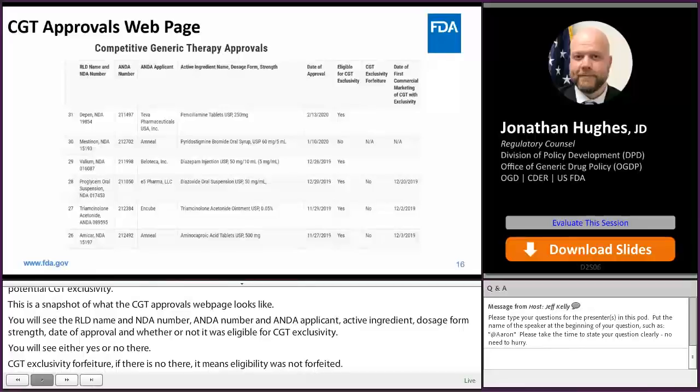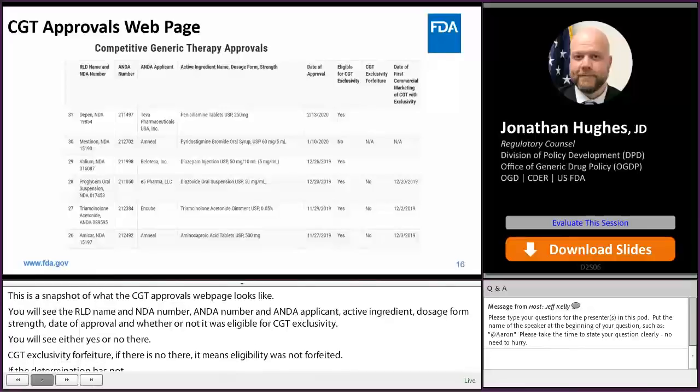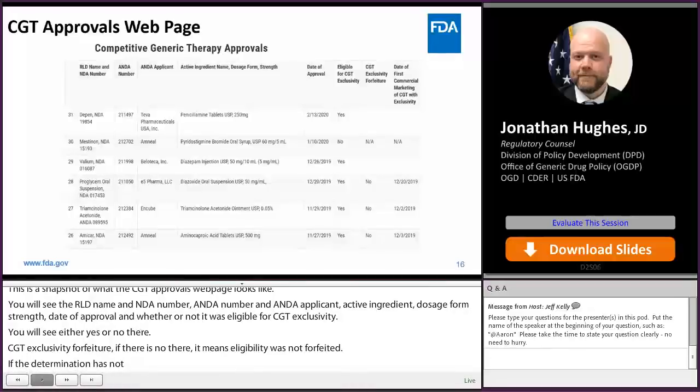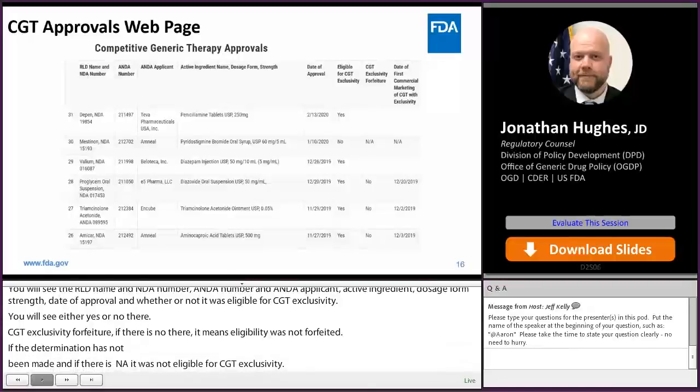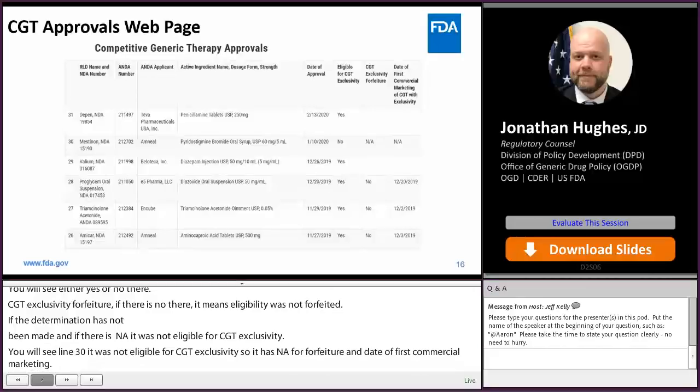You'll see that for line number 30. It was not eligible for CGT exclusivity, so it has an NA for forfeiture and date of first commercial marketing. And obviously we'll discuss further later on that commercial marketing triggers CGT exclusivity, so you'll see the date of first commercial marketing listed there.